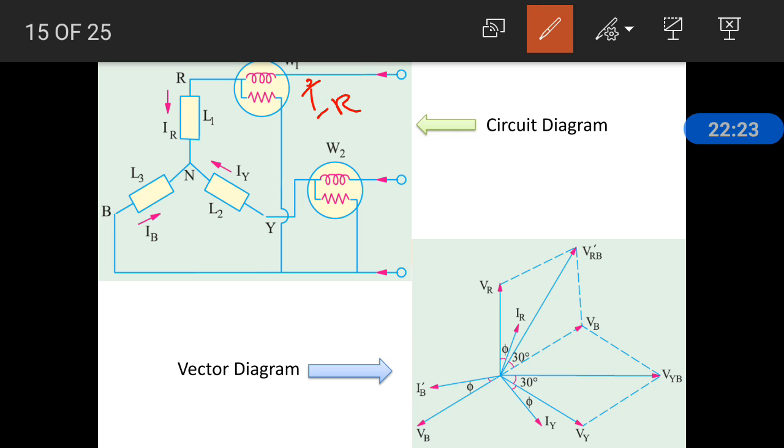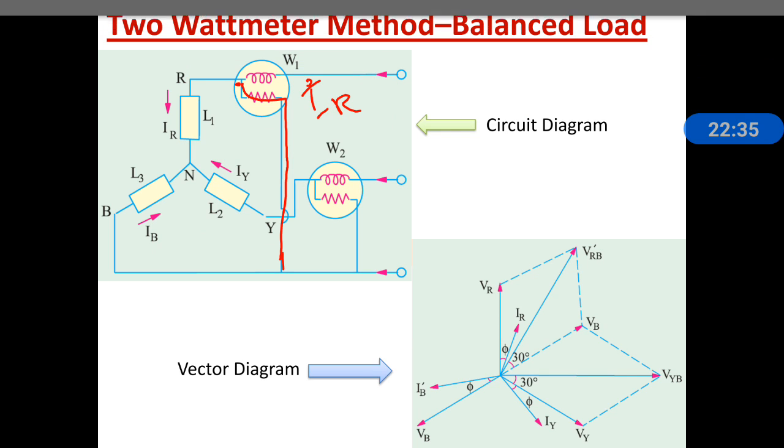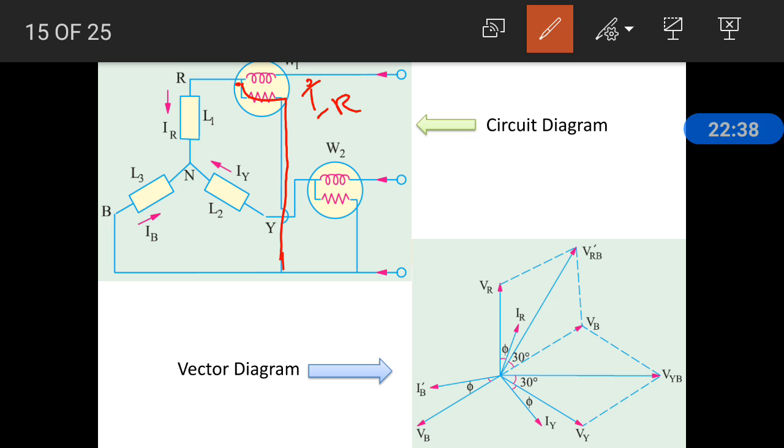And here the potential coil is connected across R and B, so the voltage is VRB. The current is IR and the voltage is VRB. We know that VRB means actually VR minus VB. So we have to find out the angle difference between VRB and IR using the vector diagram.